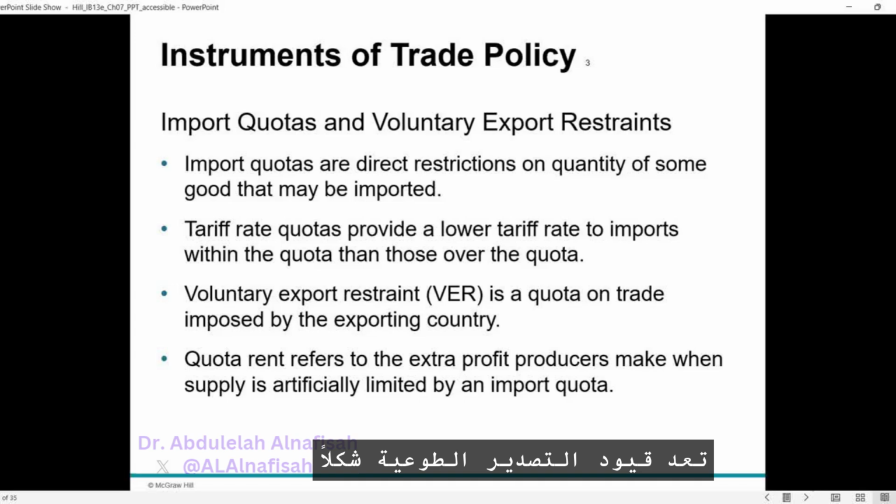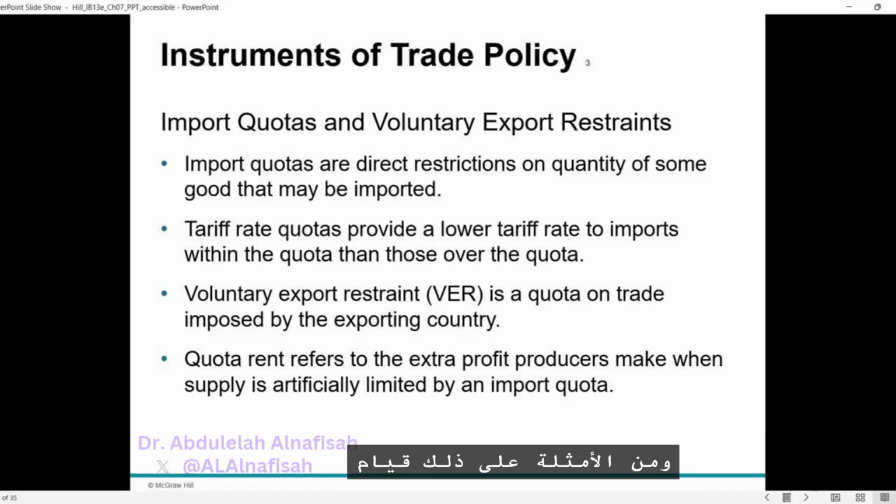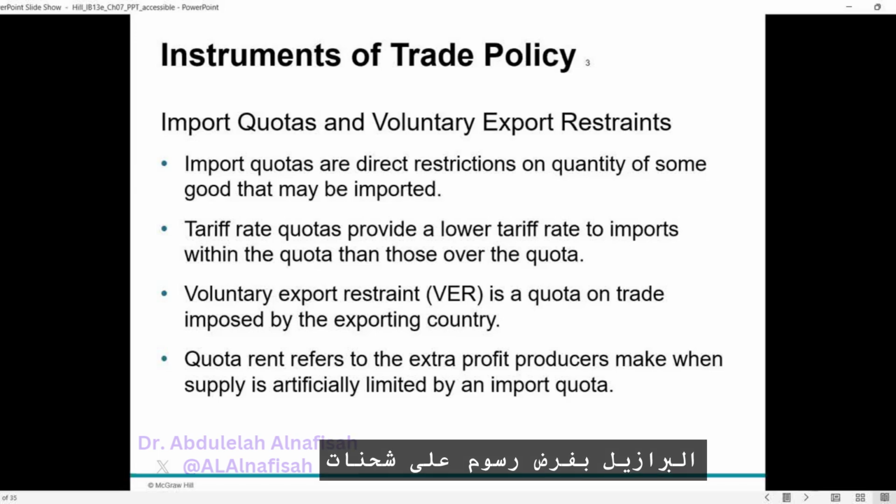Voluntary export restraints, VERs, are another form of trade restriction, where exporting countries voluntarily limit exports at the importing country's request to avoid harsher measures like tariffs or quotas. An example is Brazil imposing VERs on vehicle shipments from Mexico in response to increased imports.